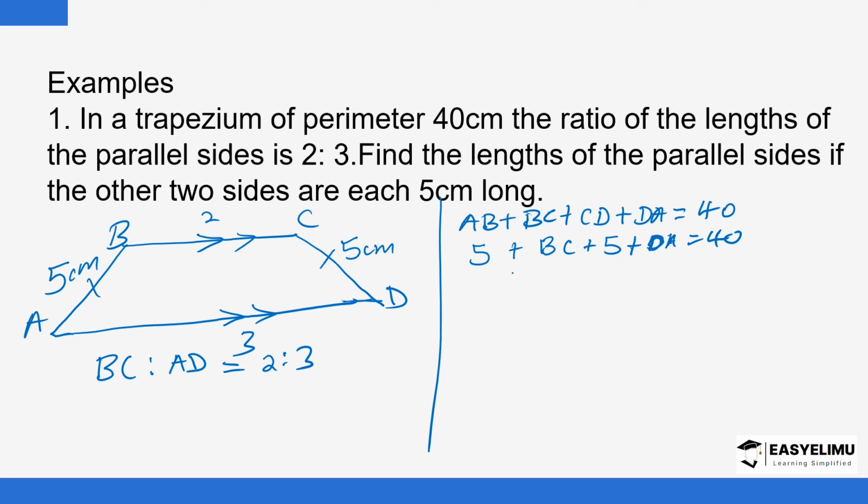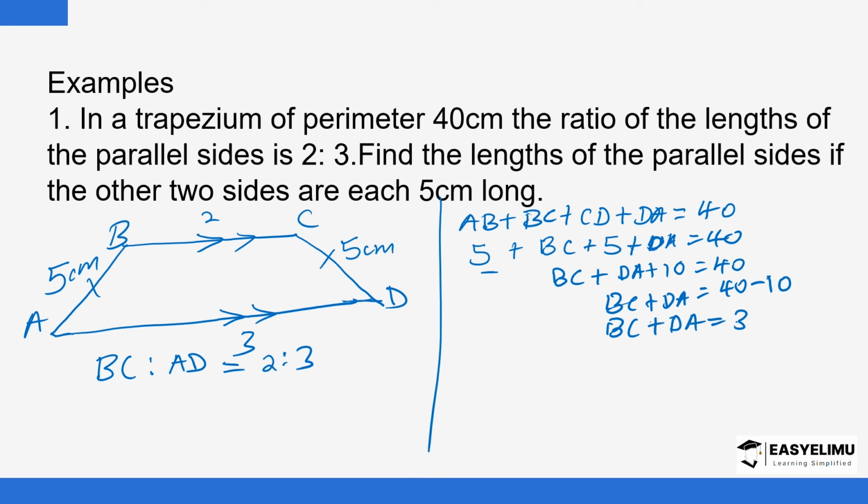So you can collect the like terms. We have 5 plus 5, so BC plus DA plus 10 should be equal to 40. This means that BC plus DA should be equal to 40 minus 10. So 10 going to the other side, BC plus DA is equal to 30. That is, the length BC plus DA, or AD, is equal to 30.